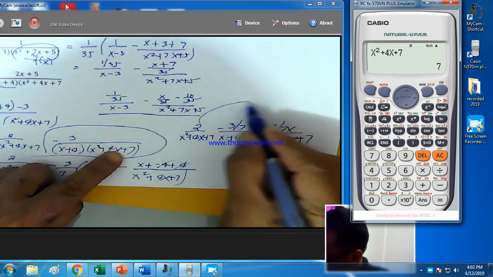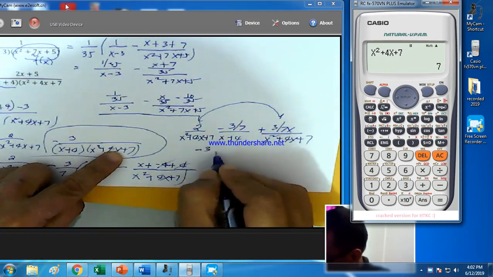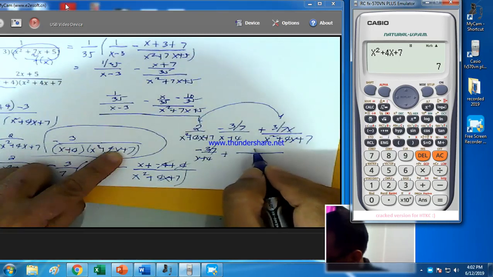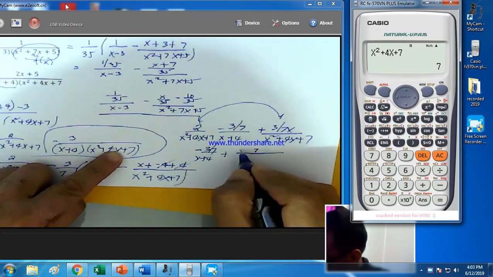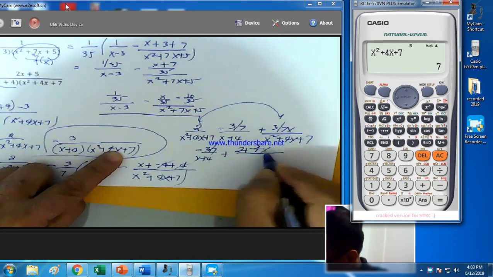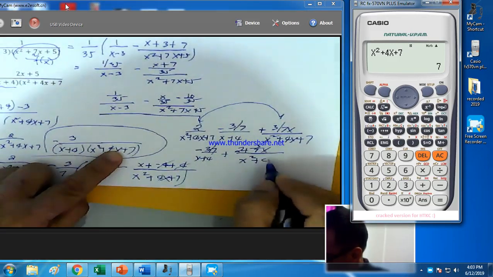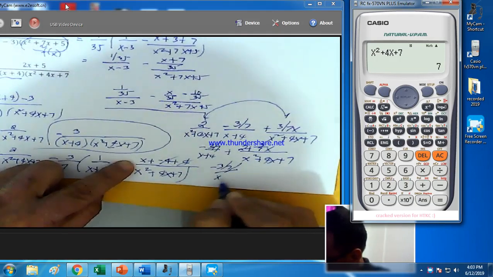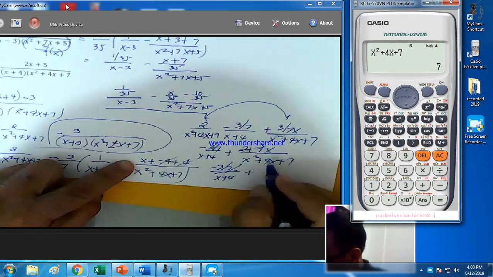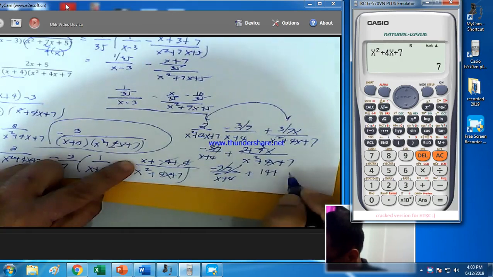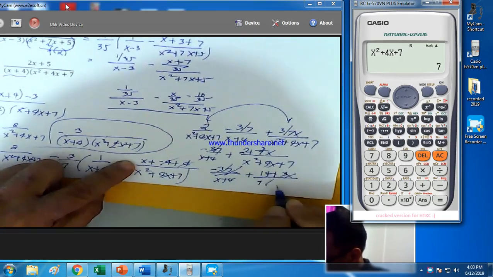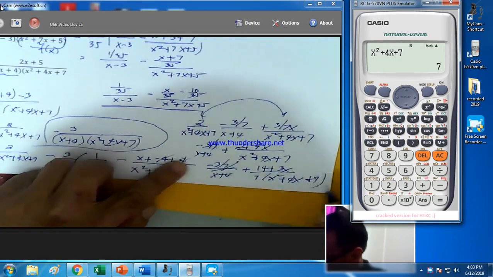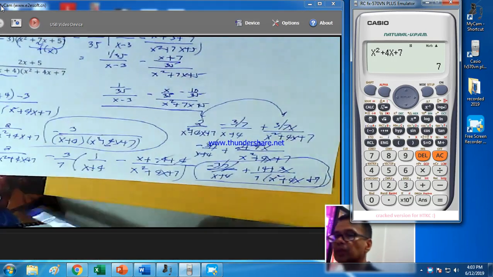Notice that I can combine these two. This will give you negative 3 over 7 over x plus 4, plus, you combine, this is 14, 2 plus 3 over 7x over x squared plus 4x plus 7, and that will give you negative 3 over 7 over x plus 4, plus this is just 14 plus 3x over 7 times x squared plus 4x plus 7. So this is now our partial fractions.